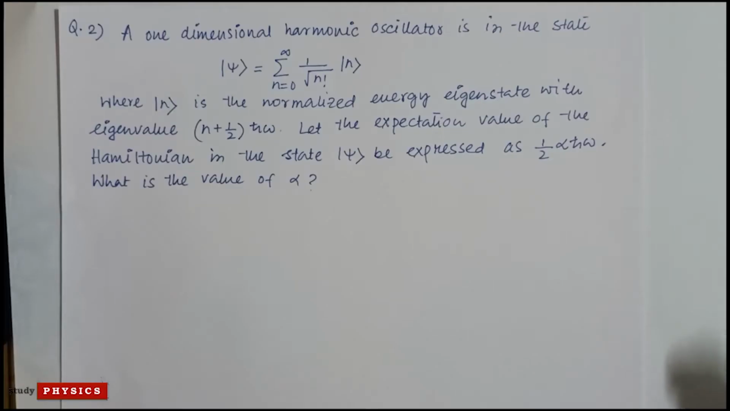Here is question number 2. A one-dimensional harmonic oscillator is in the state psi equal to the summation of n equal to 0 to infinity of 1 divided by root over n factorial, n ket, where n ket is the normalized energy eigenstate with eigenvalue n plus half h cut omega. Let the expectation value of the Hamiltonian in the state psi be expressed as half alpha h cut omega. What is the value of alpha?